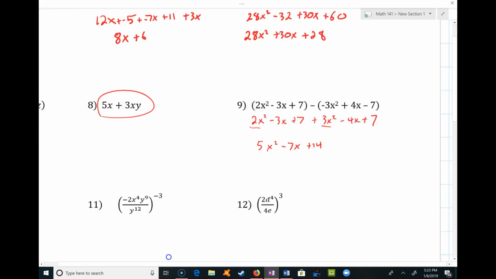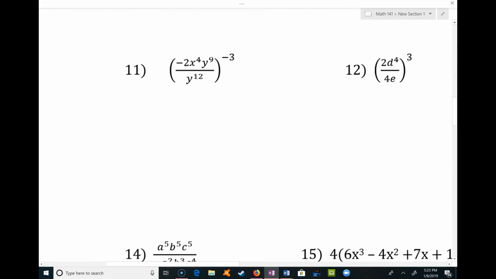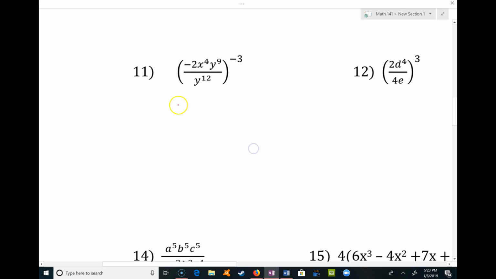Number 11, this is the first time we run across a negative exponent. So remember, negative exponents basically mean you're raising it to the power, but then taking the reciprocal, which means you flip the fraction over. So one way to handle this is just begin by flipping it over. Go y to the 12th over negative 2x to the 4th, y to the 9th, and then just change that to 3. Now you don't have to worry about the negative exponent anymore.